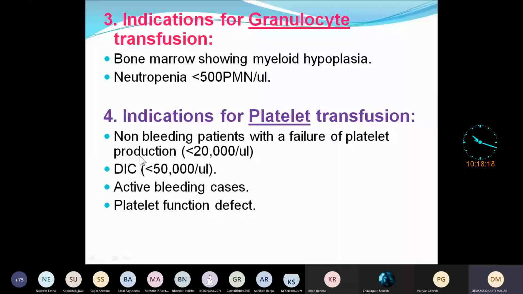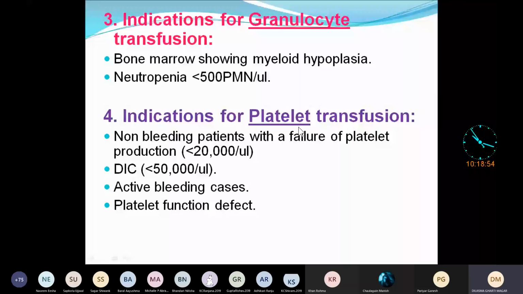Now here, in case of a non-bleeding patient, the patient is not bleeding, but there is failure of platelet production, and the platelet count has become less than 20,000 per microliter. If the platelet count is less than 20,000, there can be a chance of bleeding, so we will not do the bone marrow study, aspiration or biopsy. Here the patient is not bleeding, but if his platelet count is only 20,000, that time we can give the platelet transfusion. The platelet transfusion can be platelet rich plasma or platelet concentrate.